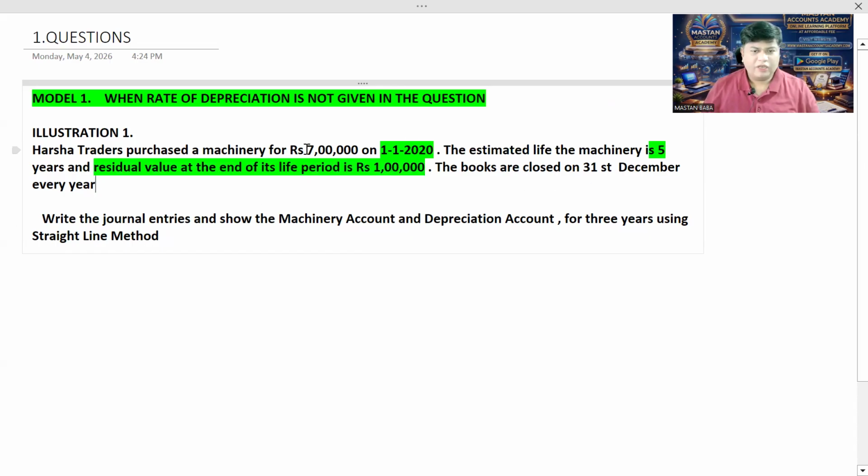So they have given the data to us. What is the data information here? First of all, the asset value is 7 lakhs, purchased on 1/1/2020. Life is 5 years. Residual value after 5 years is rupees 1 lakh. The books are closed on 31st December every year.